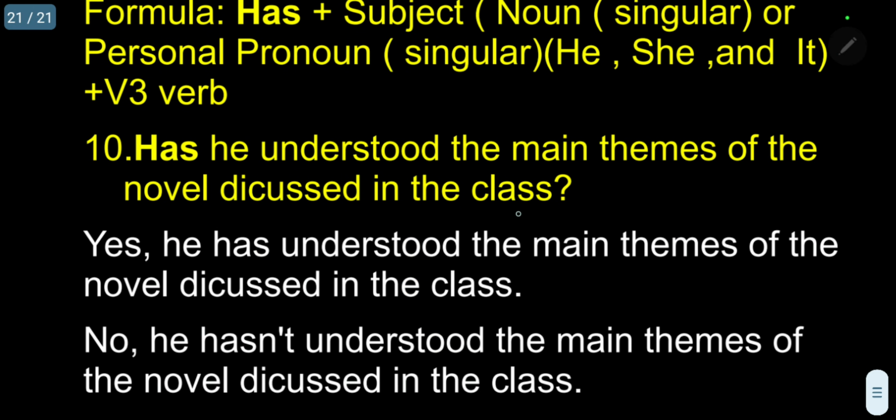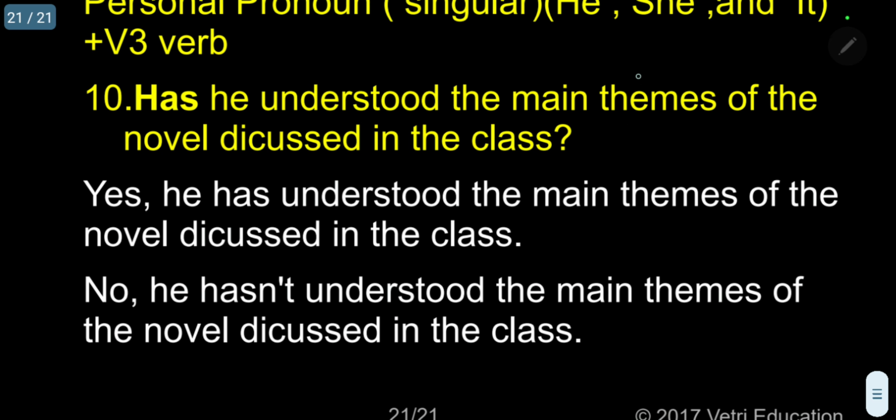Lastly, the last sentence, 10th sentence. Has he understood the main themes of the novel discussed in the class? Has he understood the main themes of the novel discussed in the class? Can you follow? Yes. If it is yes, he has understood the main themes of the novel discussed in the class.